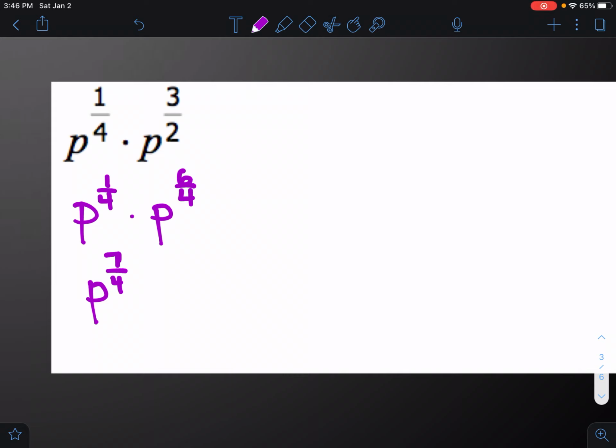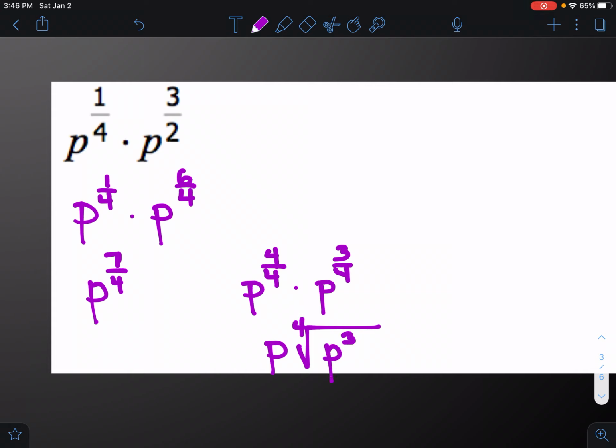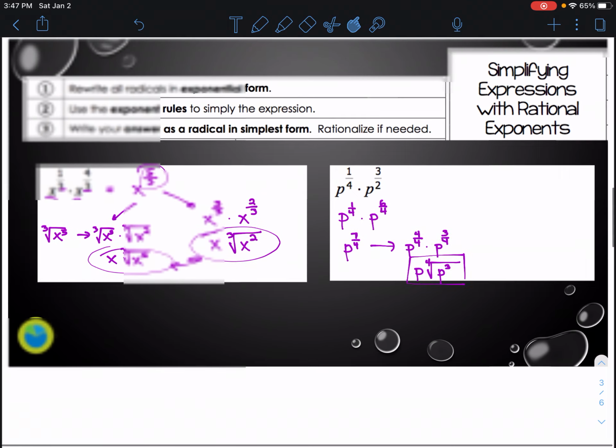Okay, and I guess I'm going to do it this way. 4/4, 3/4. So this would be P. There we go. So now if you did the other method, you still should get here. Okay. Hopefully those make sense.